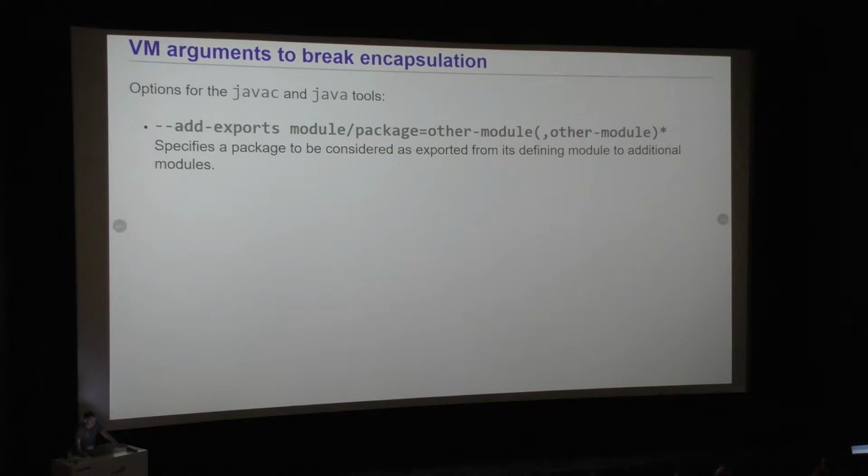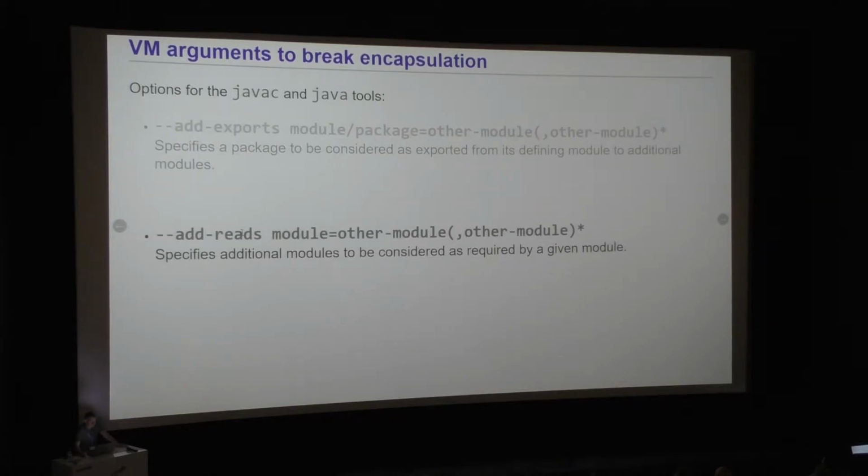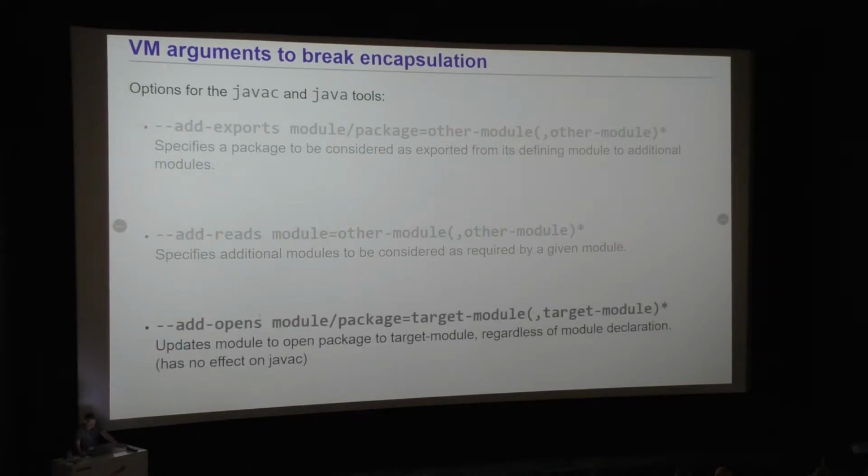And we can do this because the javac and the java tools provide us some options. For example, we can ask that a module should export a package that was otherwise hidden. We can ask that a module should read additional modules, or that a module should open an additional package for deep reflection to other modules.